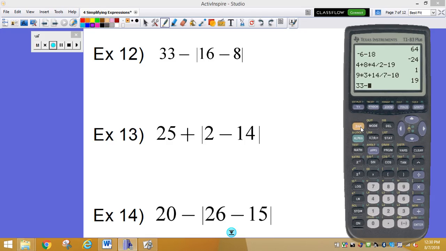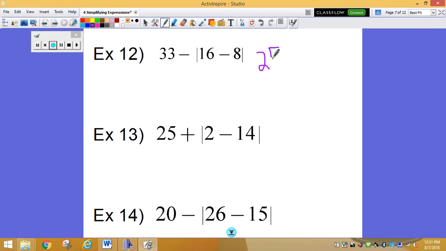You're going to press second. Second is that yellow button. And then you're going to press 0. And that very first one, ABS, that stands for absolute value. So we're going to hit enter. And then you type what's inside your absolute value, which is 16 minus 8. And close your parentheses. And hit enter. And the answer to 12 is 25.